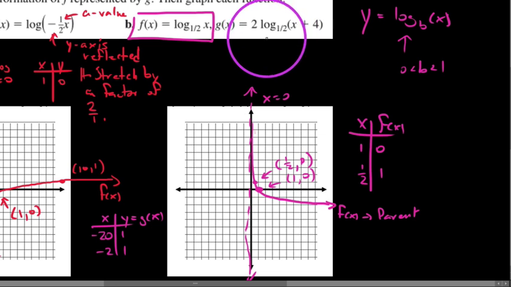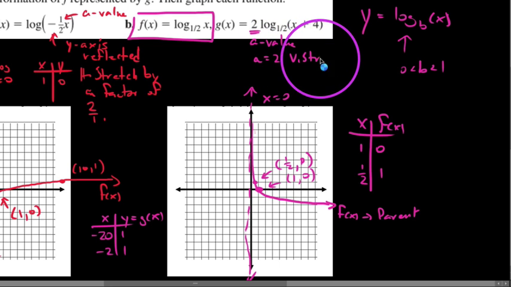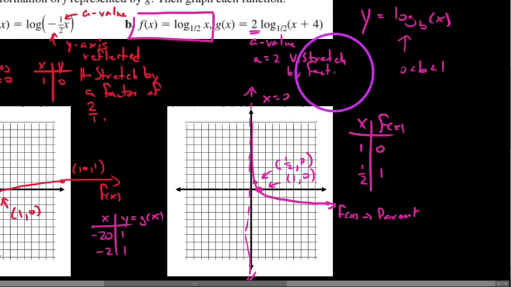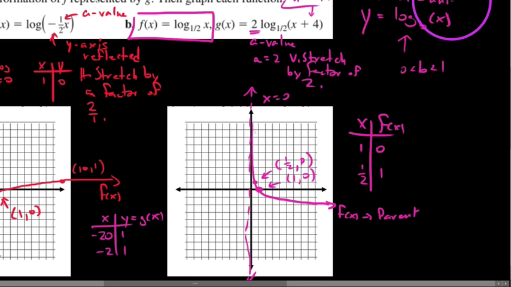We're going to transform this, and what I notice at least is that our a value, a equals 2. And so we have a vertical stretch by a factor of 2. And we see here that this is an h value, so h is actually equal to -4. So we're going to say translation 2 units left. So let's do this first.